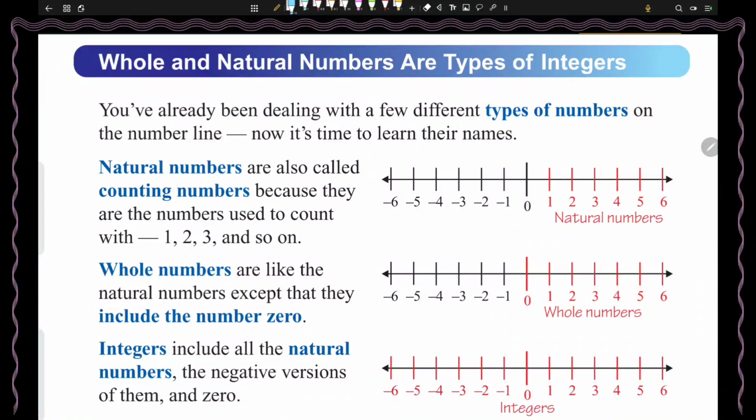But we have another group of numbers called whole numbers. We hear whole numbers mentioned a lot, and maybe it's not so obvious what those are. Well, whole numbers are almost like natural numbers, except they include the number 0.